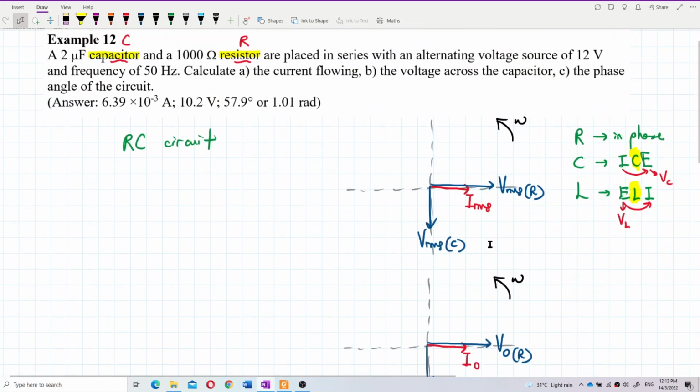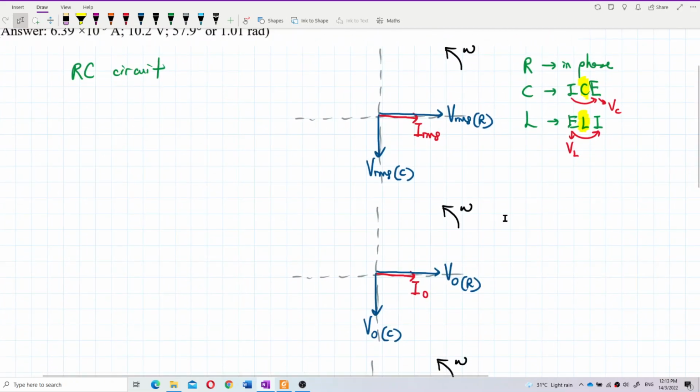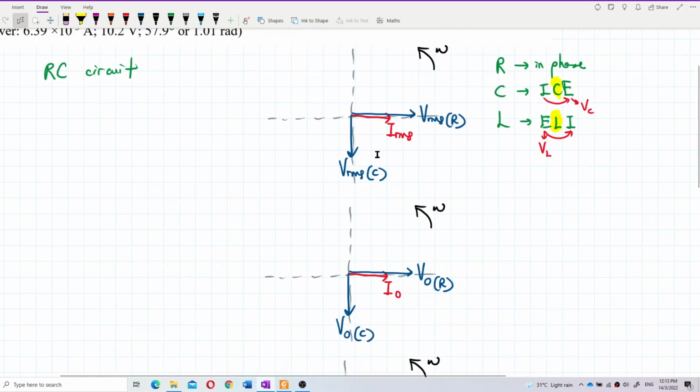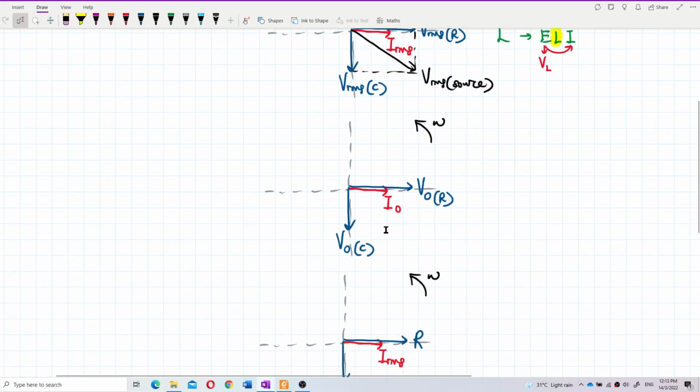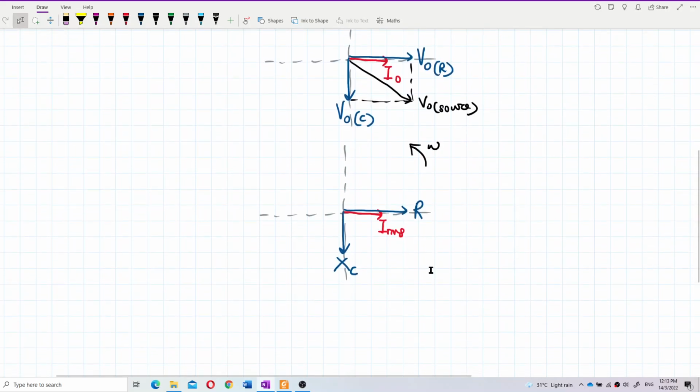We can also use all root mean square values. If they are root mean square values, then when we total up VRMS R with VRMS C, we will get the VRMS source, using the Pythagoras theorem. If peak values, then when we total up, we get the peak voltage for the source, also by Pythagoras theorem. And if you use all the resistances, the total is Z, the impedance.